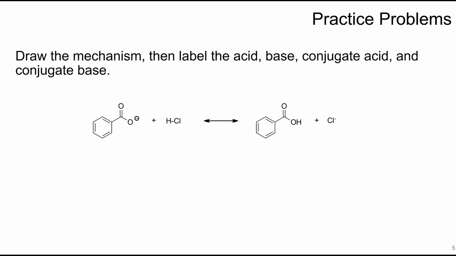Drawing the mechanism for this one, label the acid, base, conjugate acid, and conjugate base. You can draw it in any order. I'm going to start with labeling just the acid and the base. Here we have an O minus and an HCl. This is the acid. This is the base. Our fisherman is going to come out and grab the hydrogen with its hook. These electrons go on to the chlorine. Now we have the carboxylic acid here and then the Cl minus. So this is the conjugate acid. This is the conjugate base. So this is just a transaction of swapping protons around.